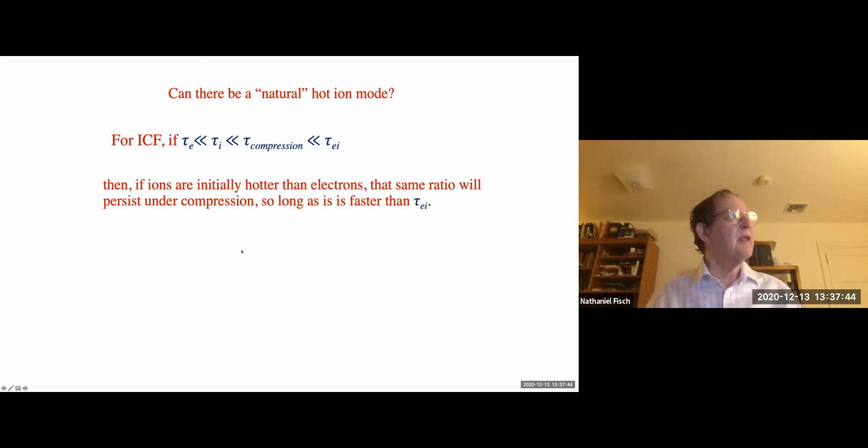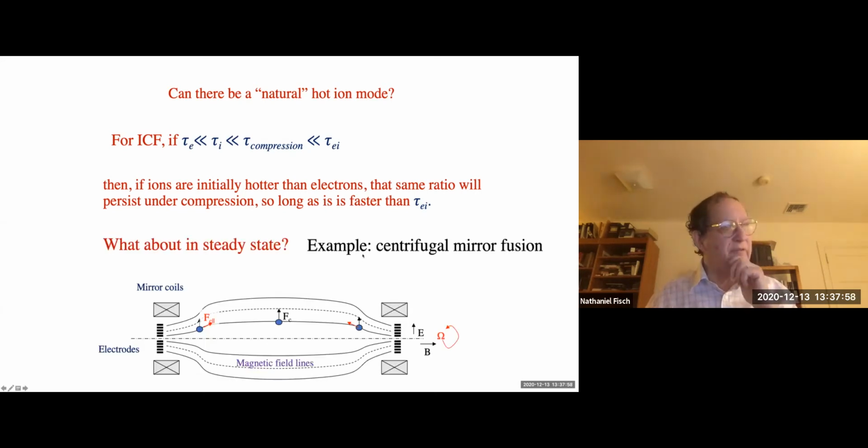So for example, in ICF, if I started out with the ions hotter than electrons and then I compressed, then the ions would remain hotter than the electrons if I compressed fast enough. But what about in steady state? For example, let's take a centrifugal mirror. So is it possible to just, from the natural configuration, have ions naturally hotter than the electrons? And so now we have, for example, a situation where we have a rotating plasma. There's a lot of energy in rotation. So let's imagine a lot of energy in equal speed rotation. But now there's dissipation because there's viscosity, there are collisions. Is it possible to have a hot ion mode?